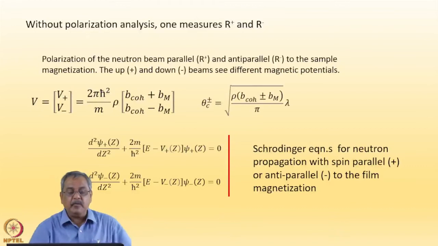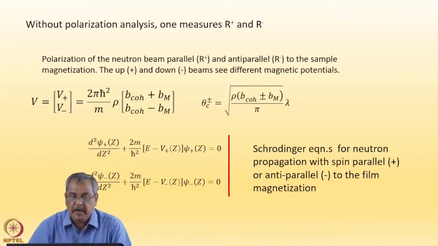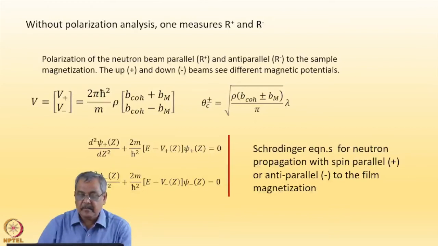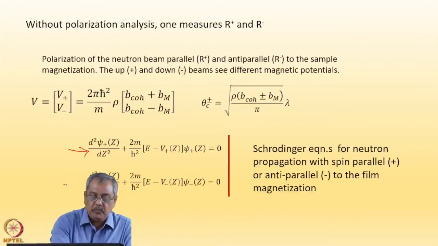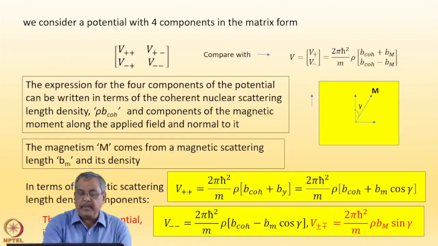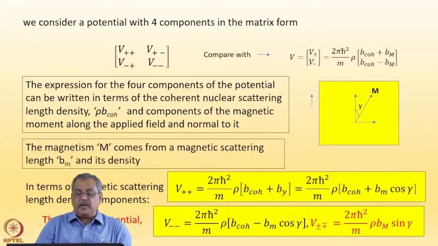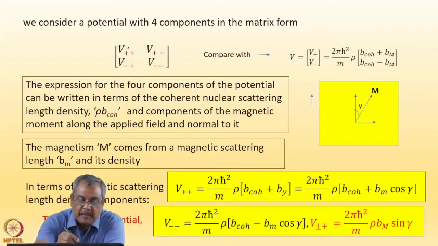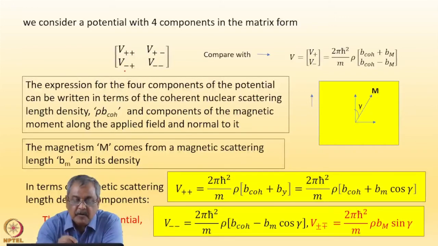So let me remind you, when we did without polarization analysis, we had a two component potential, V plus and V minus, and I also showed you two Schrödinger wave equations for the two polarizations, plus and minus. Now with one step ahead, I have got a four component potential. That means there's a potential for non-spin flip, that means plus plus, minus minus, and two potentials for spin flip, plus minus and minus plus.